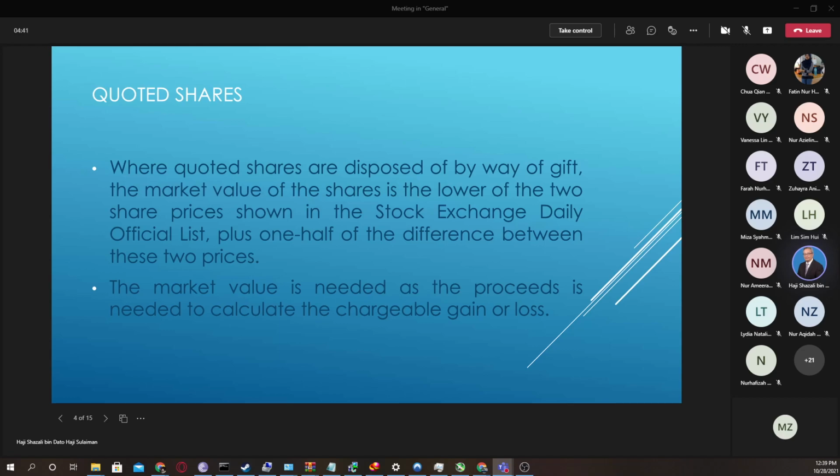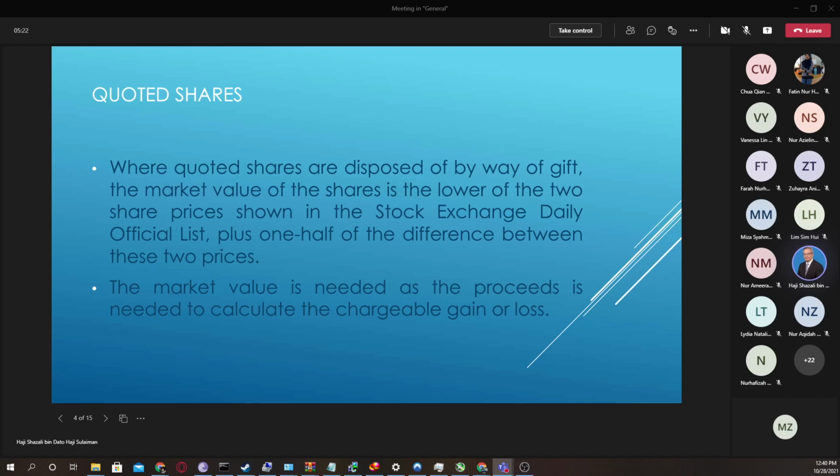So why do we need to ascertain what the market value is? Because market value is needed as the starting point for calculation of a chargeable gain or loss. So you need to know what the market value is in order to calculate what that gift is, or how much you dispose your shares of, as a starting point. So you have a chargeable person, which is the person that gives the shares. The disposal is the value between whatever the price is in the stock exchange, and the asset is the shares that have been given. So it doesn't mean that you give something away.